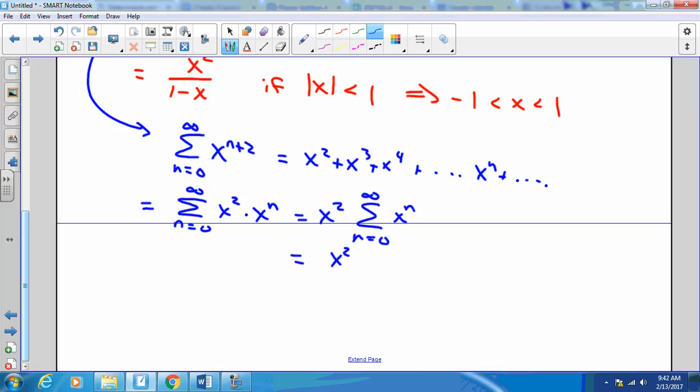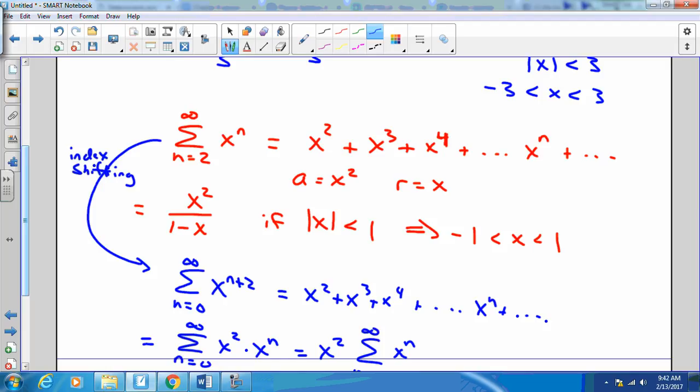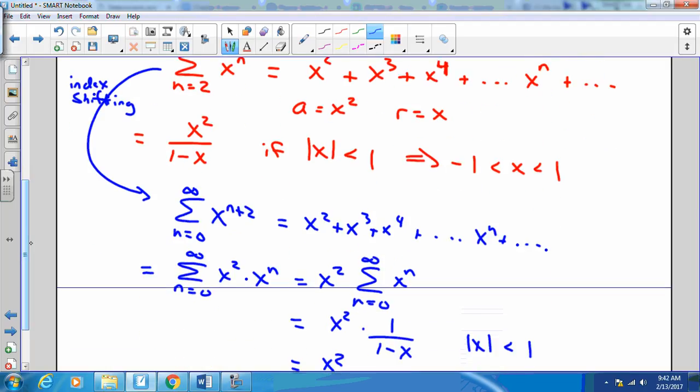And now I have the standard geometric series with the interval of convergence of -1 to 1, and the value of 1 over 1 minus x. In this particular case, this right here was harder to do than doing it with the unrolled form, but that's not always the case. Index shifting is sometimes easier than working with the unrolled form, and vice versa. That's why we need to be able to do both skills.